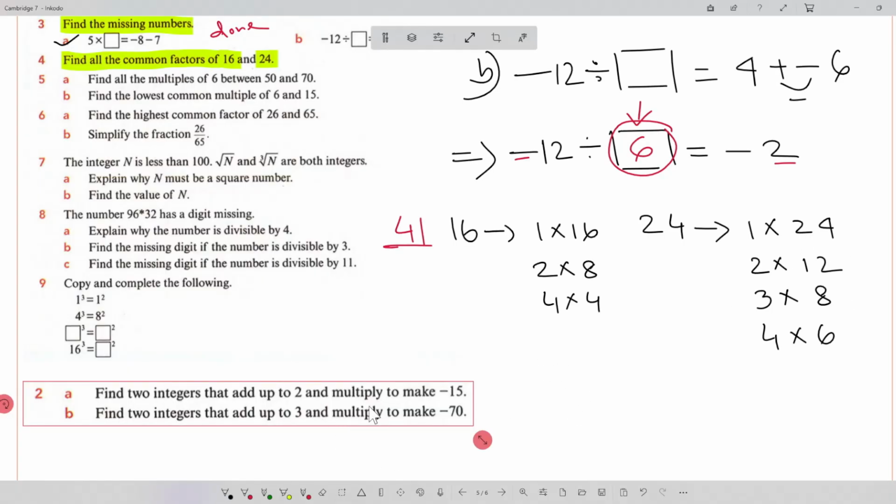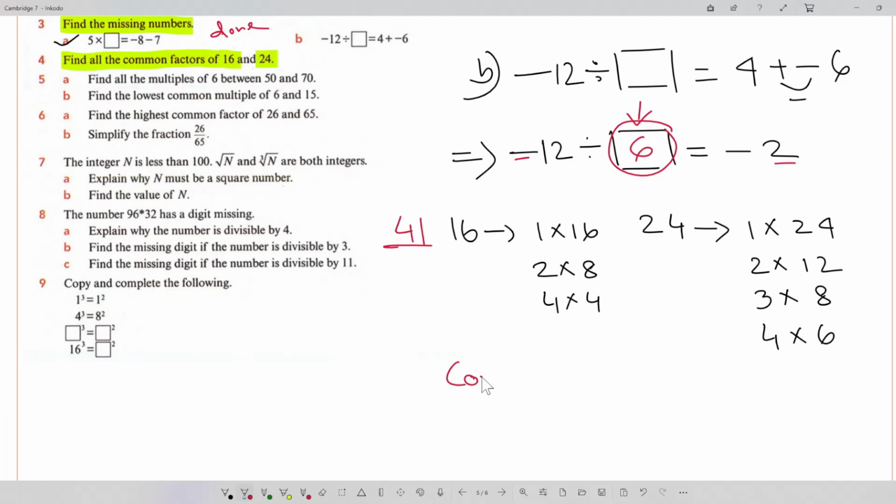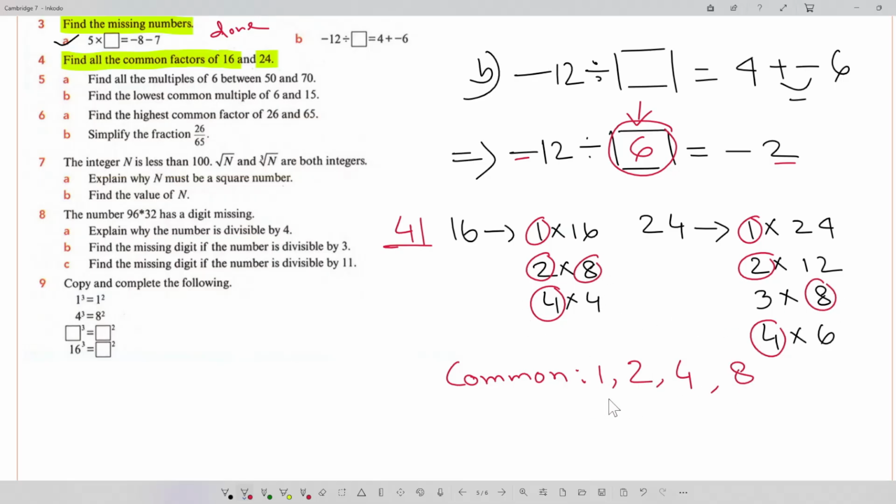So what is the common? Common is naturally 1. Here is also 1. So we can write 1. Here is 2. Here is 2. We can write 2. Okay. Here is 3, but here is not 3. So 3 is not common. 4 also 4. This is common, right? And finally 8 is common. Both sides available 8. So our common numbers are 1, 2, 4, 8, which are the common factors of 16 and 24. Very simple. So number 4 done.